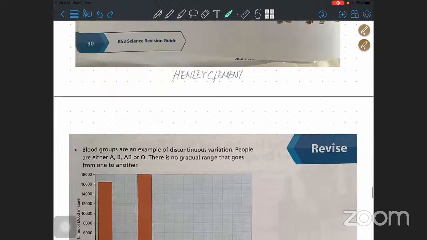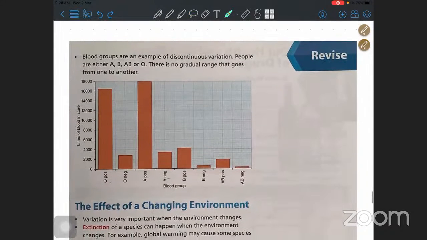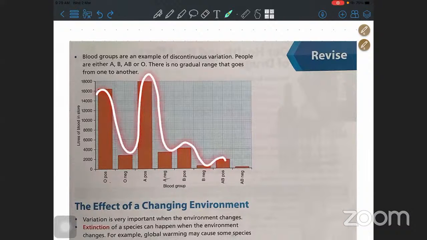And then on the other part, we have the discontinuous. Discontinuous means that when you lay out everything, it will not show you a curve. Even though you put A, B, C, D, E, F, G, H, they will not show the same thing. For example, blood group: O positive, O negative. You may have O positive a lot, O negative not much. A positive, and then A negative. B positive, B negative. AB positive, AB negative. So they are not showing a continuous curve. You can see the curve is up and down.